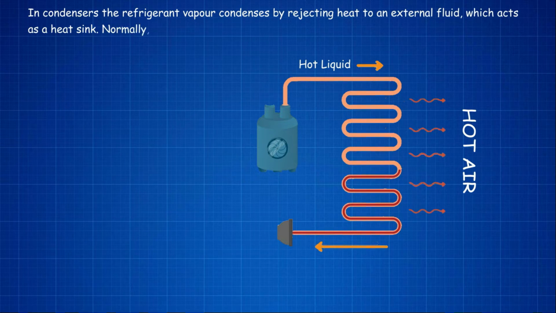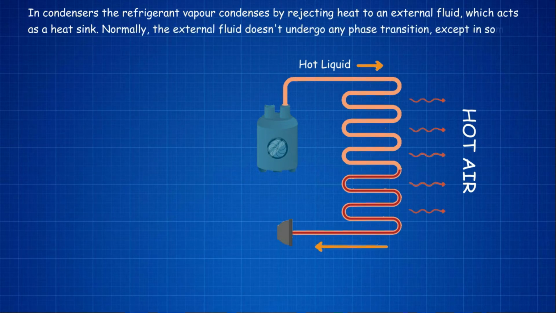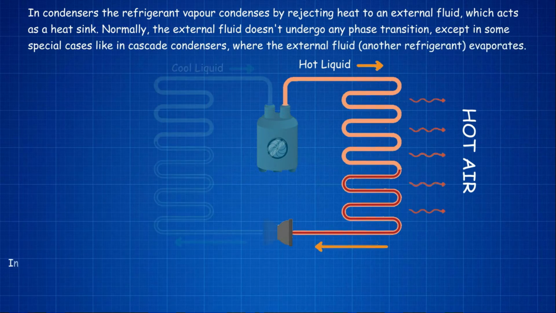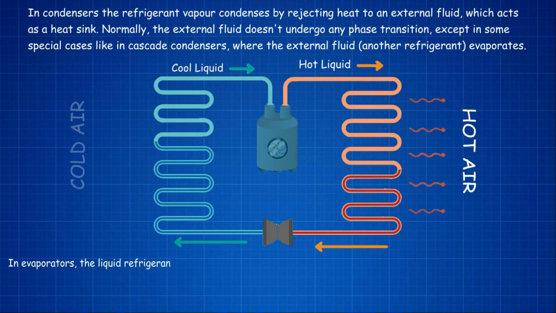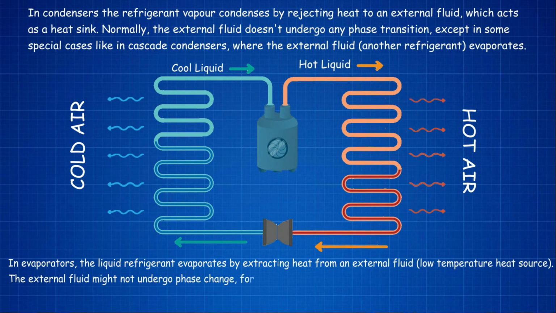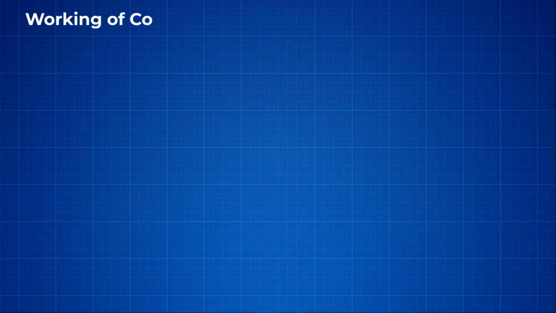In condensers, the refrigerant vapor condenses by rejecting heat to an external fluid, which acts as a heat sink. Normally, the external fluid doesn't undergo any phase transition, except in some special cases like cascade condensers, where the external fluid, another refrigerant, evaporates. In evaporators, the liquid refrigerant evaporates by extracting heat from an external fluid, a low-temperature heat source. The external fluid might not undergo a phase change, for instance, if the system is employed for sensibly cooling water, air or another fluid.